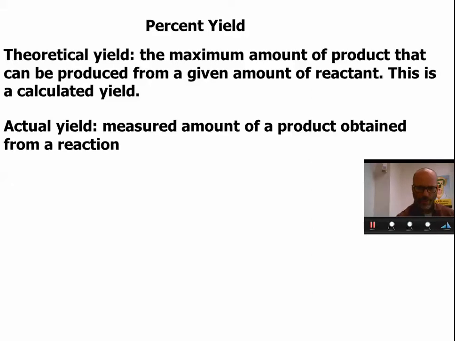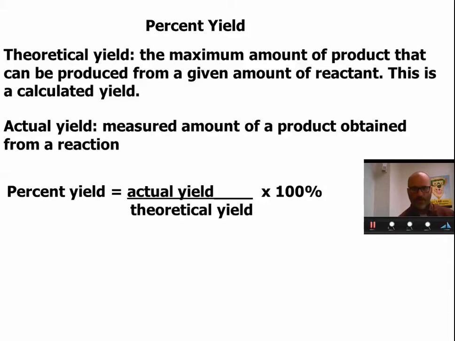Now, when you actually do reactions in the lab and you measure the amount of a product that you get, that's called an actual yield, and that's done in the lab. In our practice problems today, you will be given the actual yield just so you can get some practice calculating percent yield. But normally, actual yield can only be gotten by doing it in the lab. And here's the formula. So you will take the actual yield divided by the theoretical yield times 100%. That gives you the percent yield.